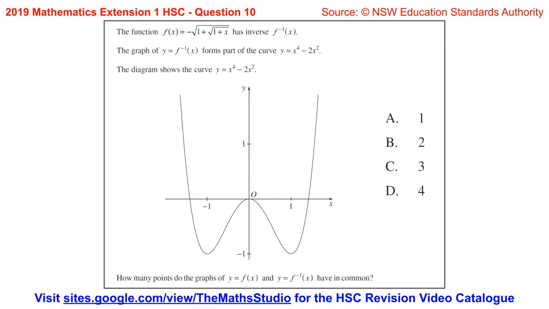The diagram shows the curve y equals x to the power of 4 minus 2x squared. How many points do the graphs of y equals f of x and y equals f inverse of x have in common?